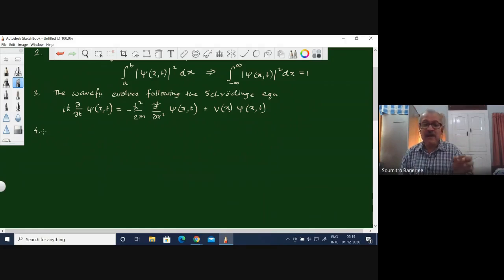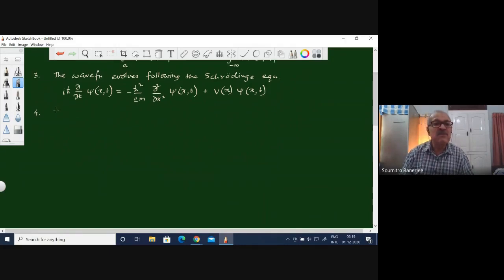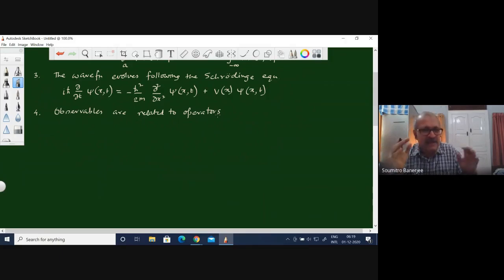All observables are related to certain operators. Operators are something that operates on a function like psi and gives another function. The basic assumption of quantum mechanics is that the psi function itself cannot be observed, cannot be measured. The wave function itself cannot be measured, but what you can observe is actually other observables. And each observable is related to operators.